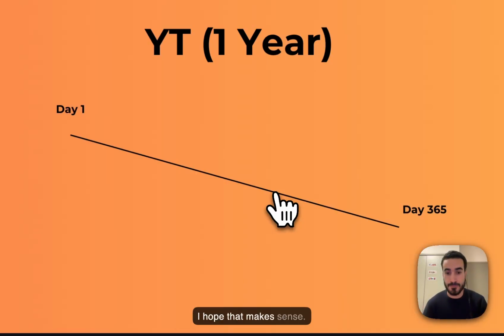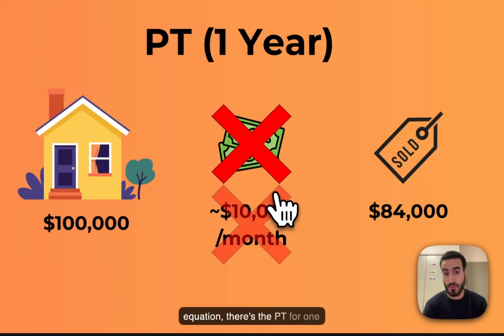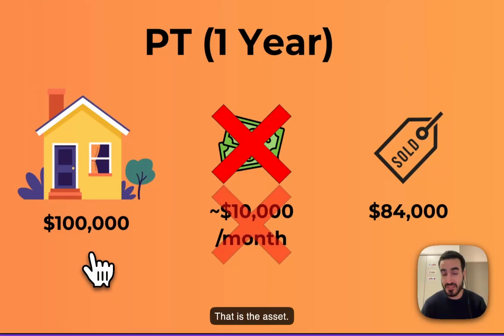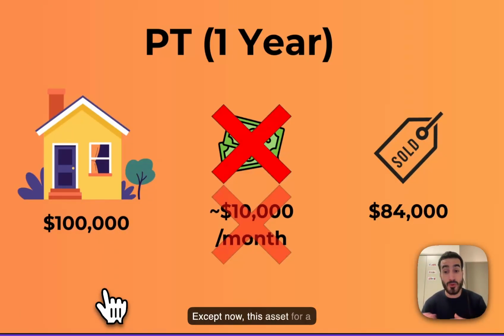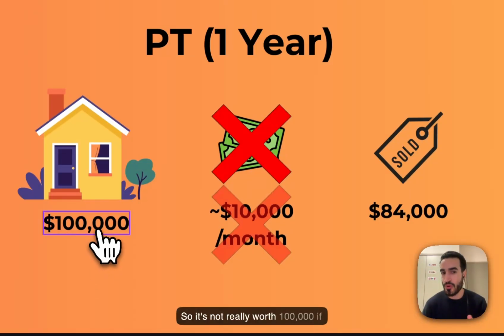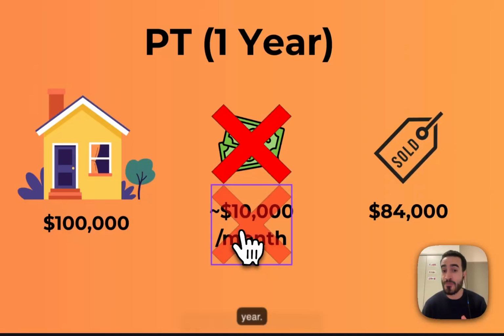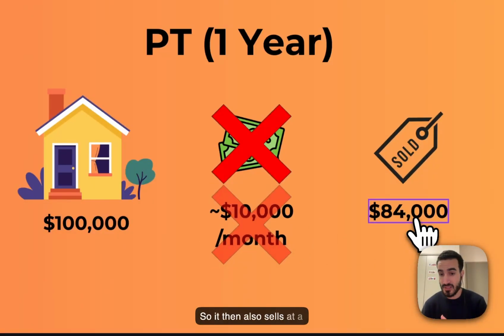I hope that makes sense. On the other side of the equation, there's the PT for 1 year, and that is the house itself. That is the asset. Except now this asset for a whole year won't be collecting rent. So it's not really worth $100,000 if you have to buy a house and you can't do anything with it for 1 year. So it then also sells at a discount.